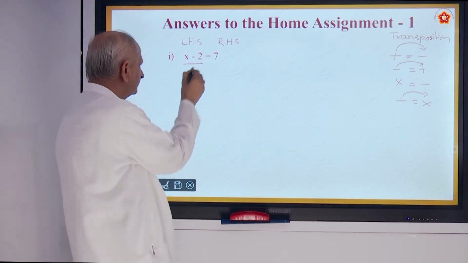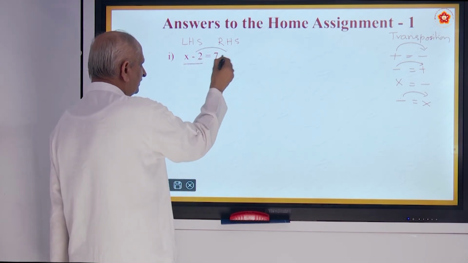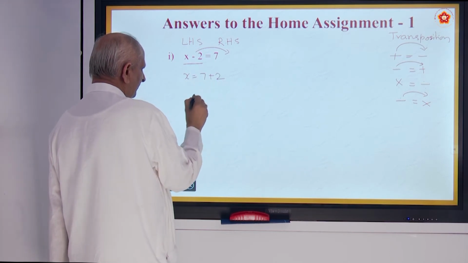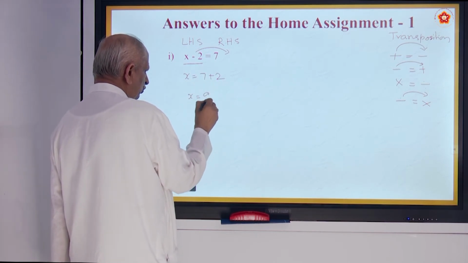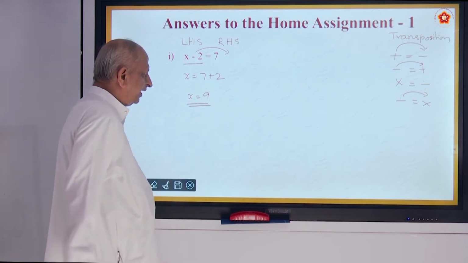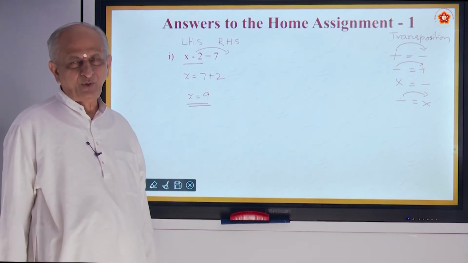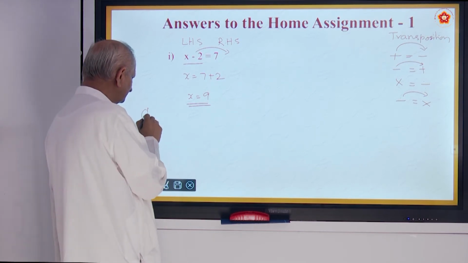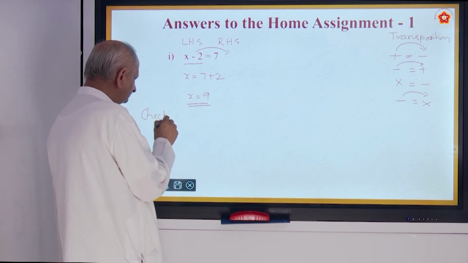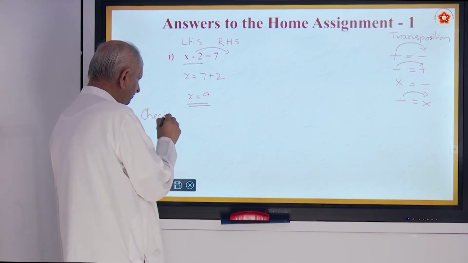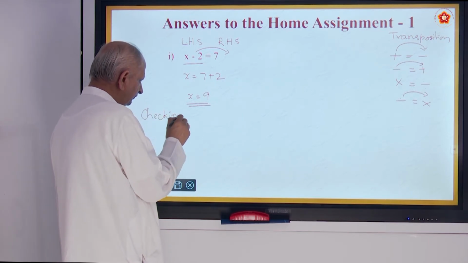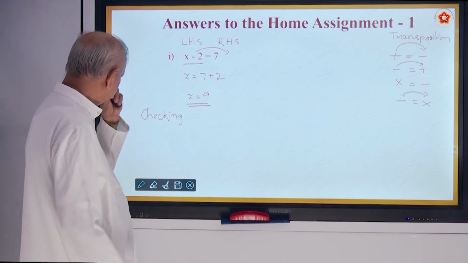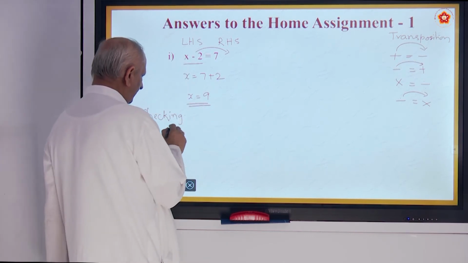Now, coming to this. If the minus 2 is brought to this side, what happens? It becomes plus 2. So, 7 plus 2 is equal to 9. And how do you know it is correct? That is called checking. So, how to check it? Apply this value of 9 in this. So, you have the left hand side.